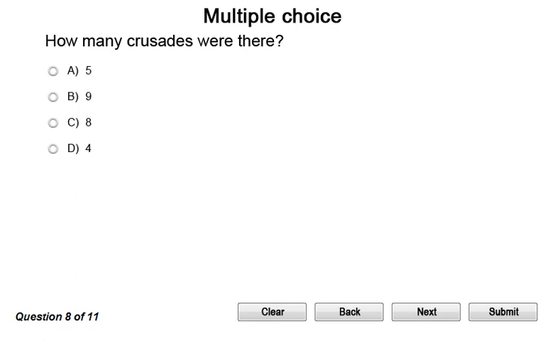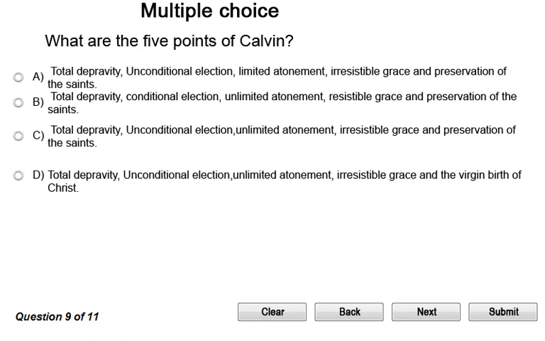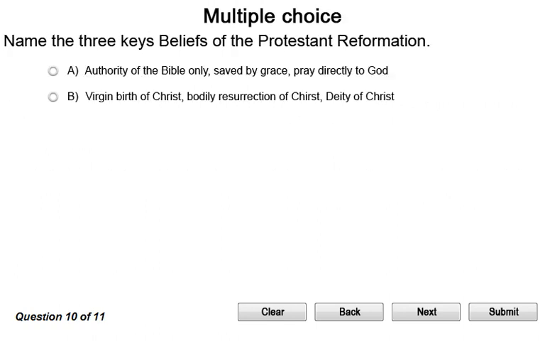How many crusades were there? Nine, according to this course. Some people may put less, some may add more. What are the 5 points of Calvin? What's the key word to remember? TULIP. If you remember TULIP, we have total depravity, unconditional election, limited atonement, irresistible grace, and preservation of the saints. Name the 3 key beliefs of the Protestant Reformation. It was the authority of the Bible only, saved by grace, and the priesthood of believers, praying directly to God.